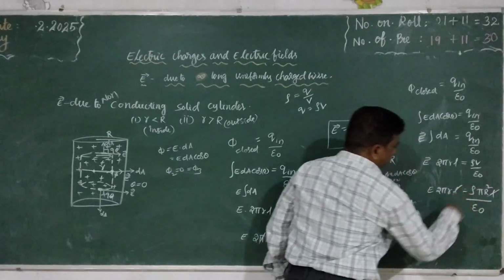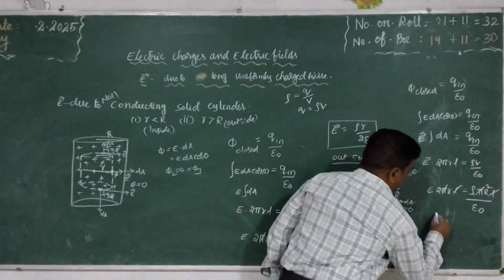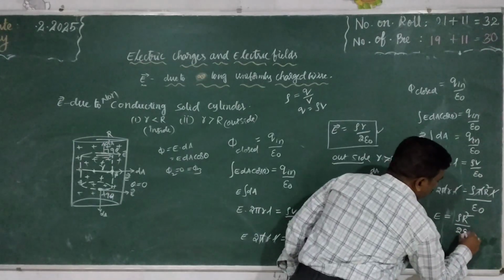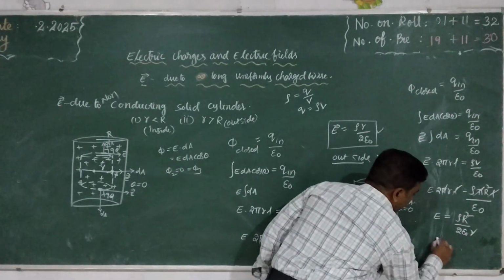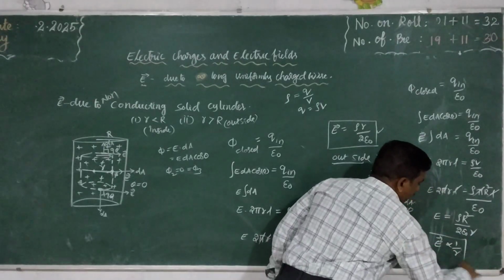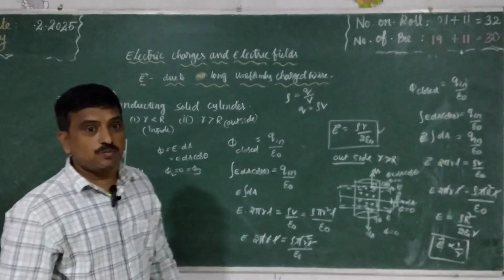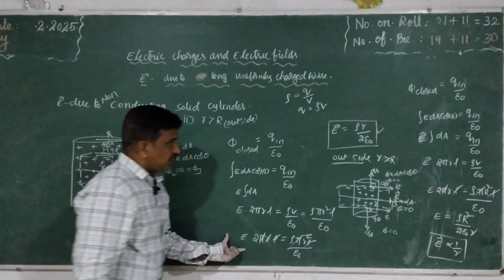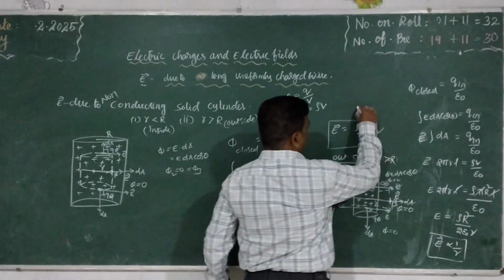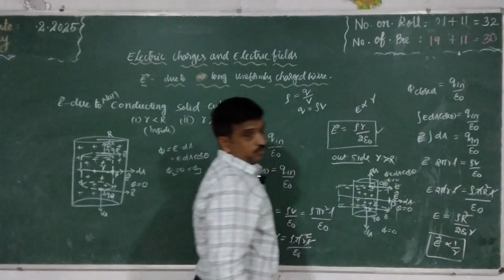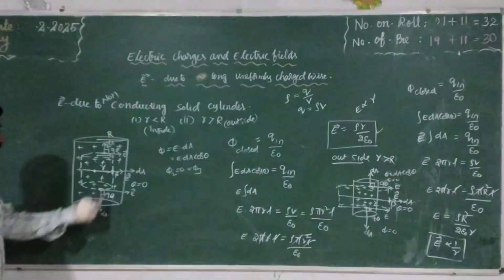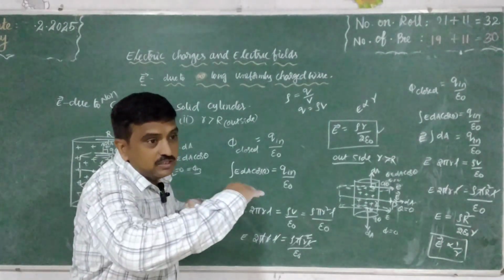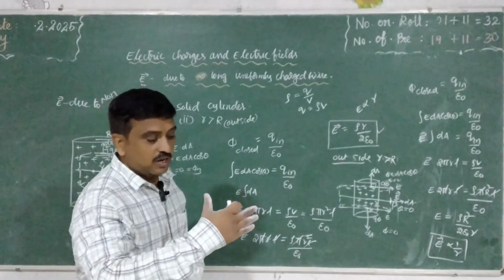See, this L cancels, pi cancels. What we get now here? E equals rho capital R square by 2 epsilon naught R. What is the relation now? E proportional to 1 by R. So electric field is inversely proportional to R, the distance from the center, for an outside point. For an inside point, electric field is directly proportional to R, the distance from the center at point P inside the cylinder. So electric field inside the cylinder increases up to the surface, and outside the cylinder electric field decreases.